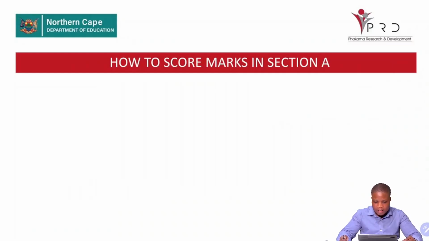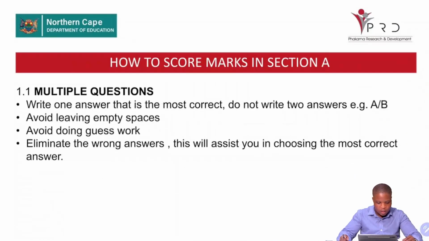How to score marks in section A? For 1.1, the multiple choice question, make sure that you write the most correct answer. Avoid writing A or B on your answer, we are going to mark it wrong. You must choose one. Avoid leaving empty spaces. Avoid doing guesswork. It's not guesswork, it's content. So for you to revise this, use your Mind the Gap, use your textbook, use your previous question papers.